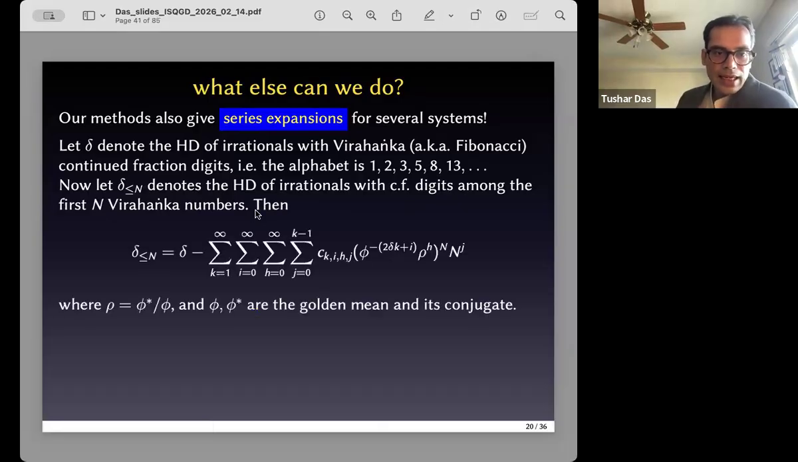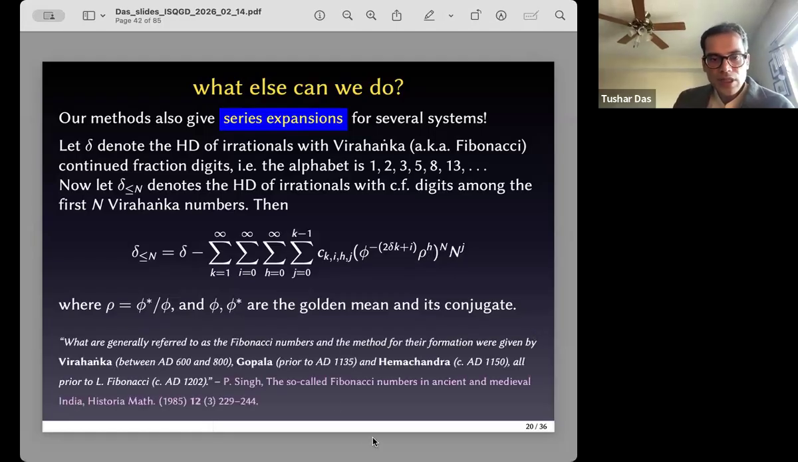So in the less than or equal to n case, we get this beautiful formula. And I want you to notice that this is not an asymptotic expansion. There's no big O term here at the end. So this is a convergent series for n large. And it is not surprising, I'm sure, to experts here that you get both the golden mean and its conjugate appearing in this formula.